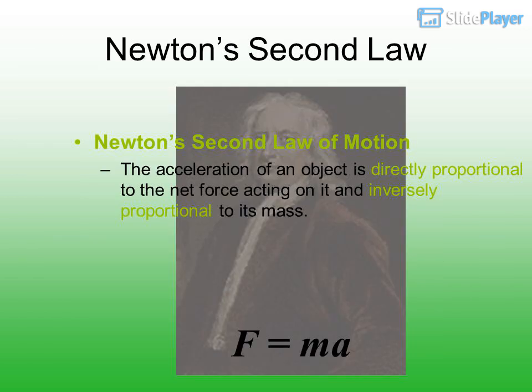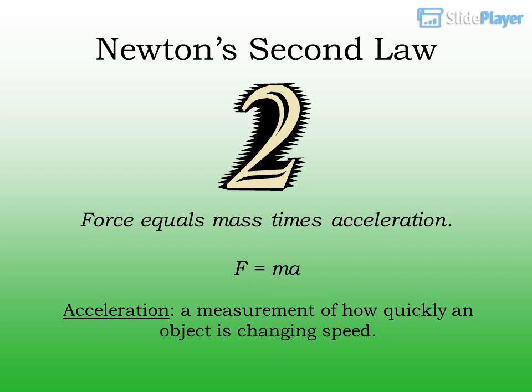F equals ma. Newton's second law of motion. The acceleration of an object is directly proportional to the net force acting on it and inversely proportional to its mass. Force equals mass times acceleration. Acceleration is a measurement of how quickly an object is changing speed.